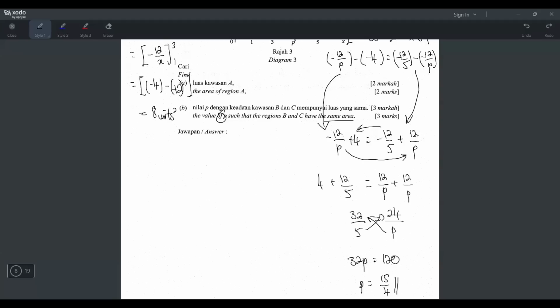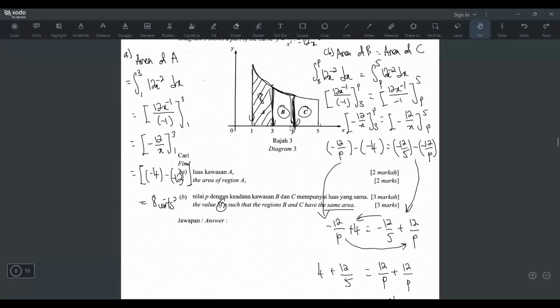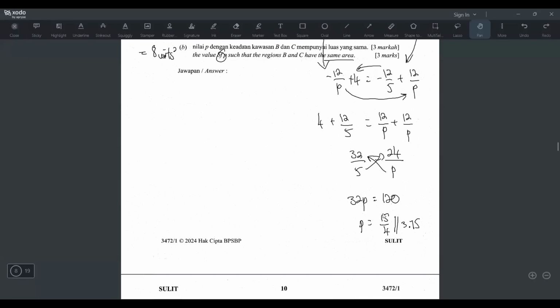3.75. Yeah. So you can write it this way or this way, it's the same thing. Okay, so it makes sense. P is 3.75. Makes sense, because this is 3, so this number must be in between 3 and 5. So yeah, it's logical, so my answer makes sense. So this is how you do it. Okay, done.